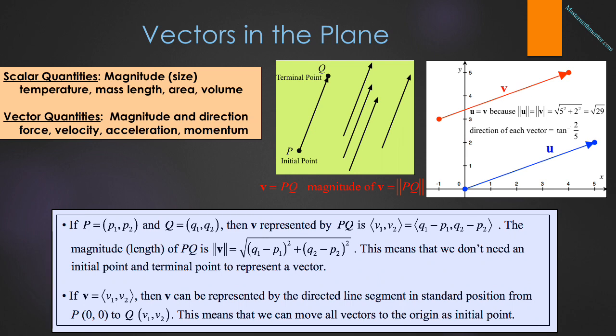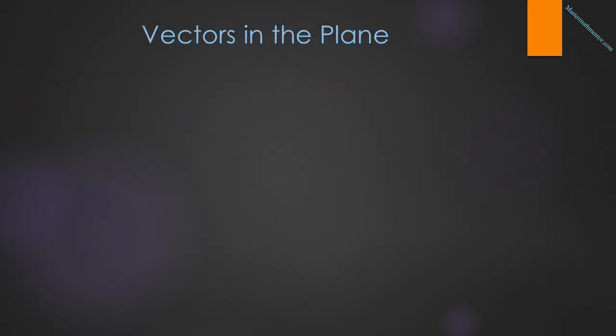This means that we do not need an initial point and terminal point to represent a vector. So if V represents the vector (V1, V2), then V can be represented by the directed line segment in standard position from point P, (0, 0), the origin, to point Q, (V1, V2). That means that we can move all vectors to the origin as the initial point.